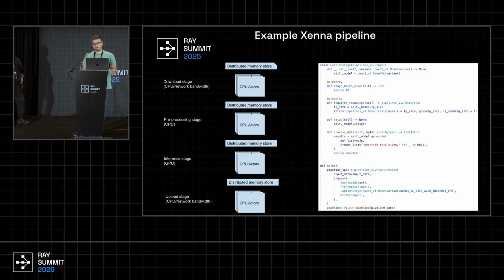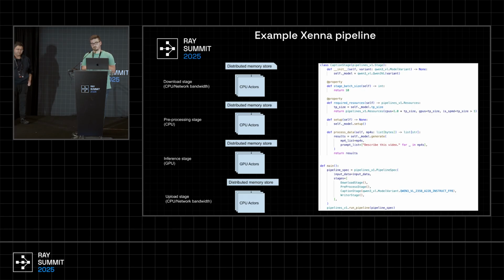Some things to point out there: each stage can have a separate batch size. And right here, when you're specifying these things, you're essentially specifying the properties of each actor. So each actor is receiving a certain batch size. Each actor has certain required resources. And here we made it a little parameterizable so that, based on the TP size of the model, you can change the number of CPUs and GPUs allocated to that actor.